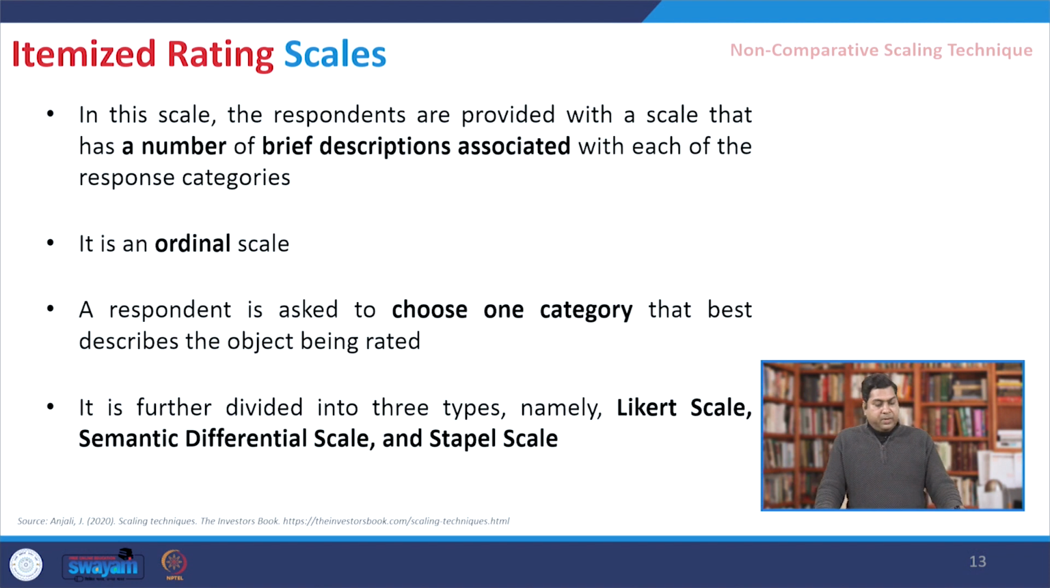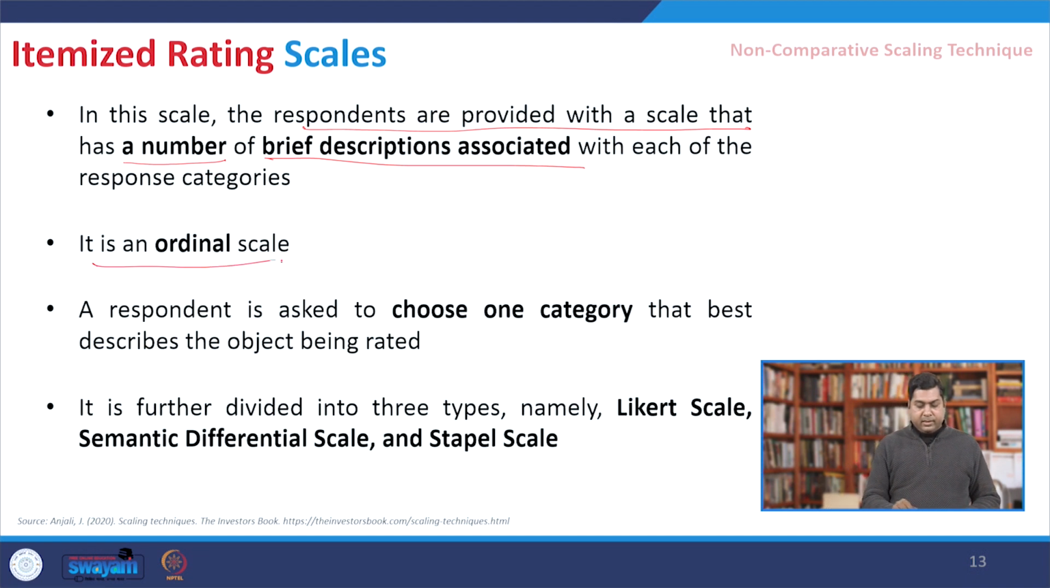Now coming to this particular case of itemized rating scale. In this case the respondents are provided with a scale that has a number or brief description associated with it. It is again giving you some sort of order. It is not like you can select from 0 to 10 and assign any number. Here we are giving a particular number and each is representing a certain order.